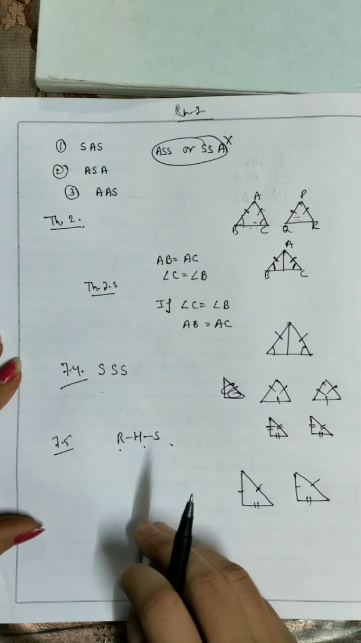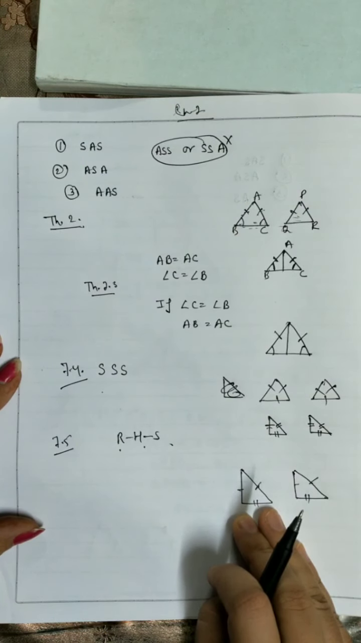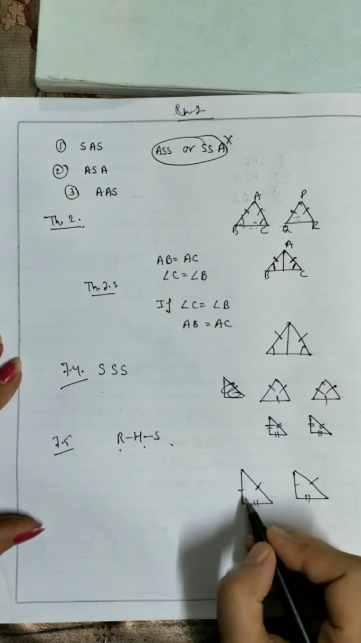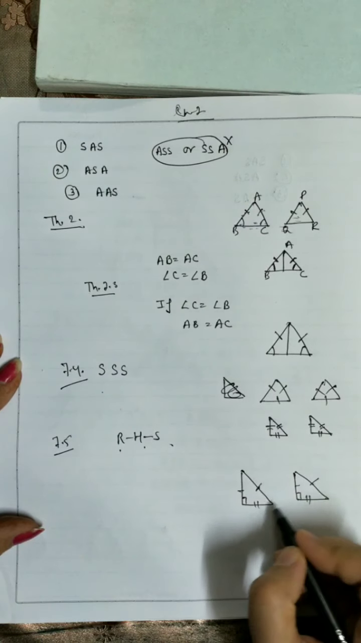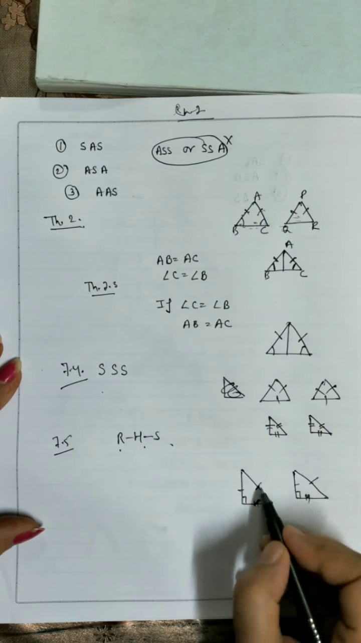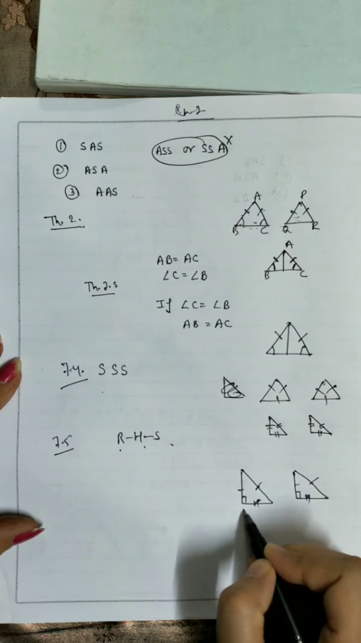We mostly try this when we have a right triangle, because a right angle must be there; only then is it possible. Agree? So this we have read. We use opposite sides and the angle: right angle, hypotenuse, side. We will call it the RHS congruency rule.